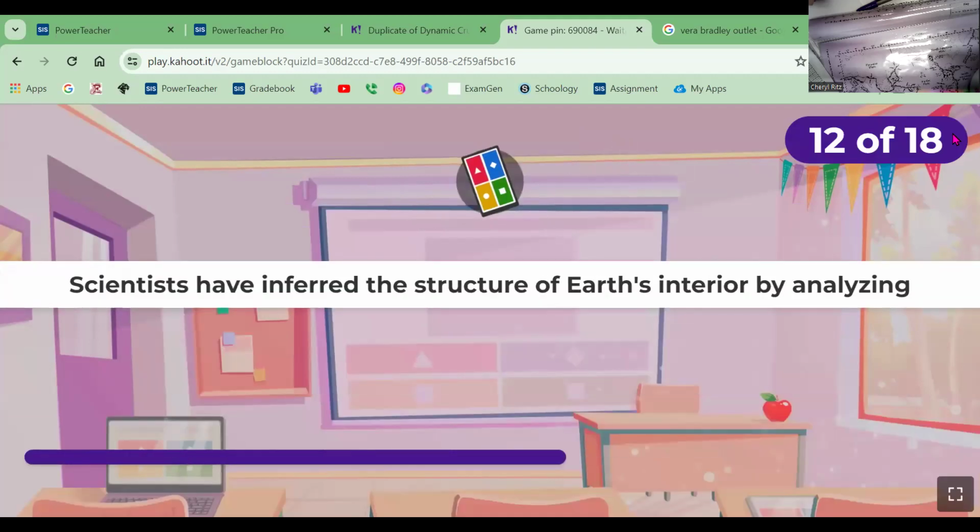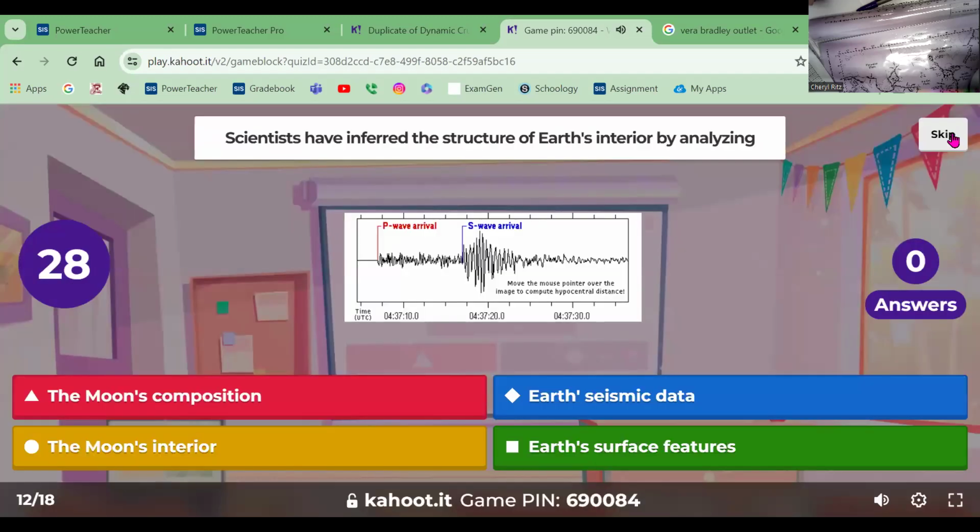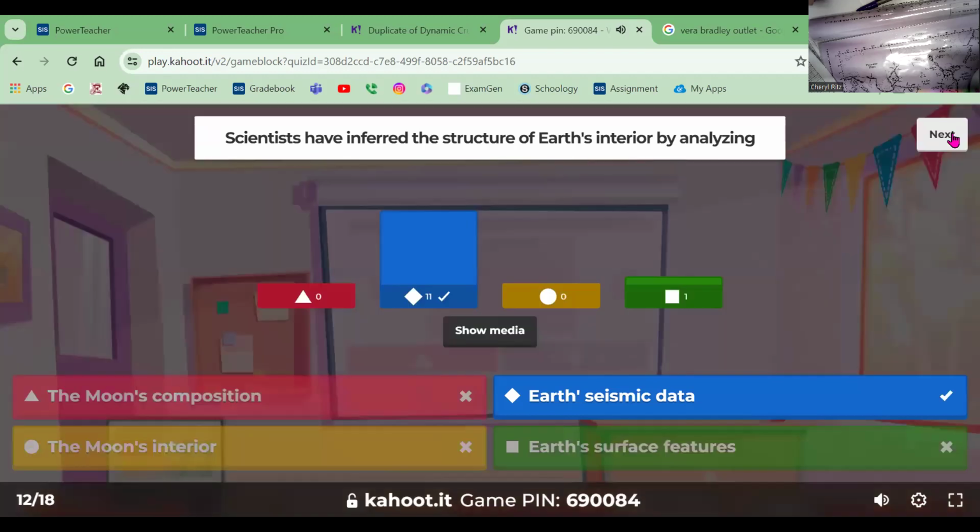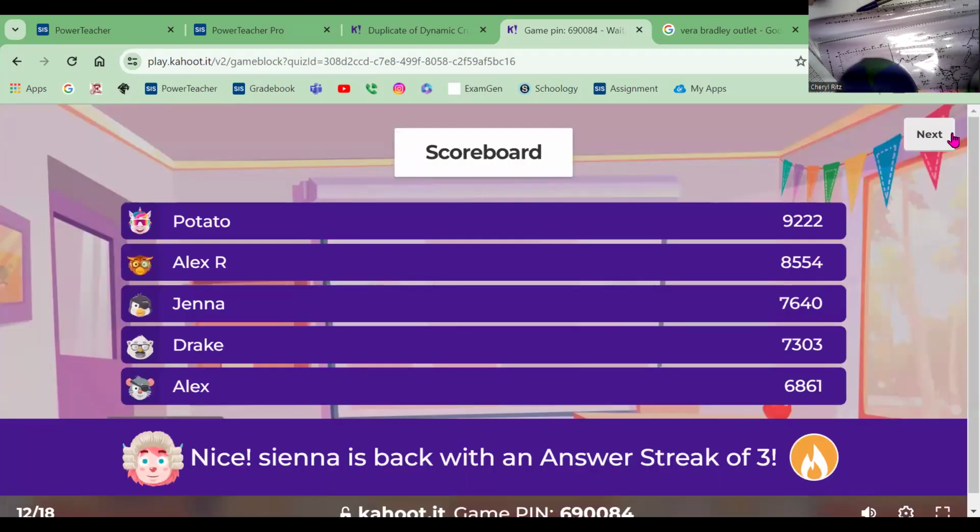Scientists have inferred the structure of the earth by analyzing what? So we already talked about it. We know that the outer core is liquid because the S waves can't travel through it. So they analyze earthquake waves. Remember, seismic means earthquake.